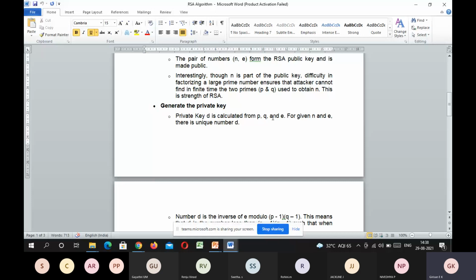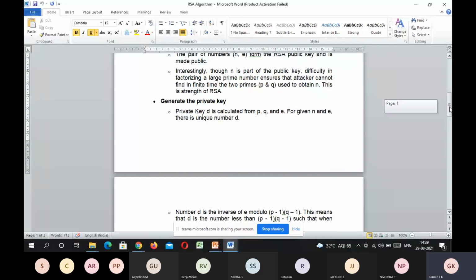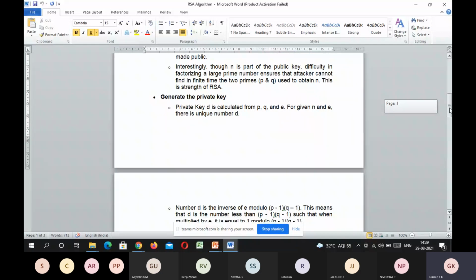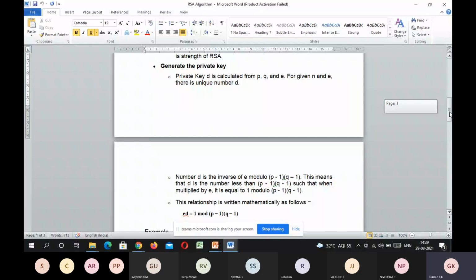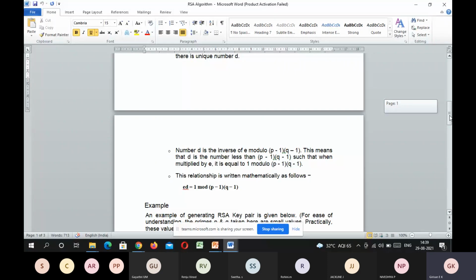We have to calculate the value of D, that is the private key, from the values P, Q, and E. Now, for a given N and E, there will be a unique D. Here we are using mathematical concepts: DE is equal to 1 mod (P minus 1)(Q minus 1).